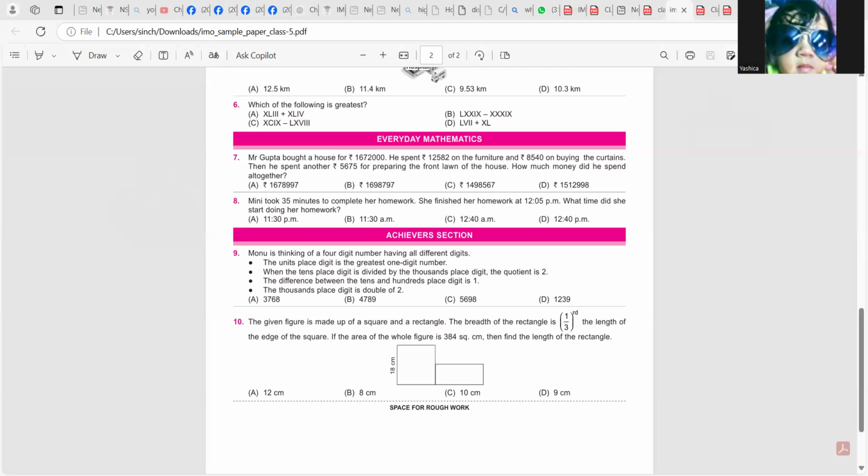Is thinking of the four-digit number. Different digit. Okay.